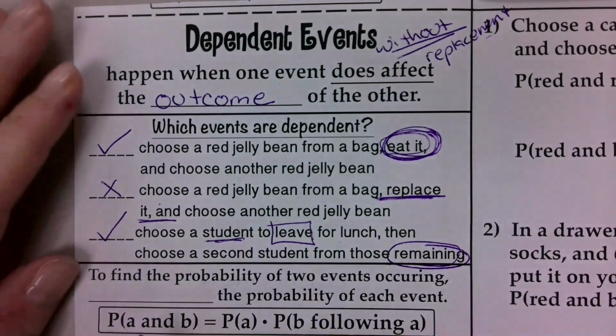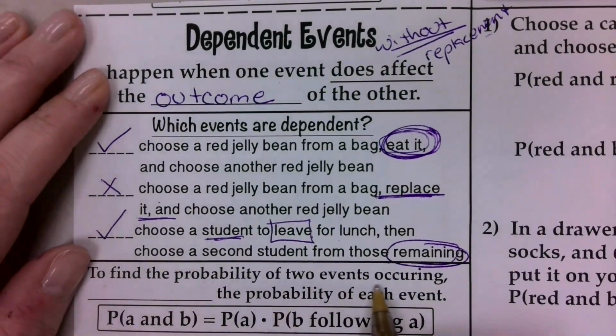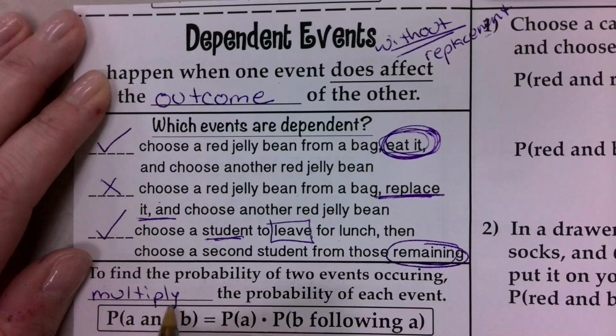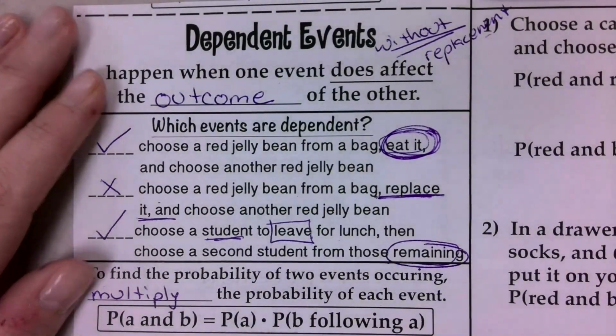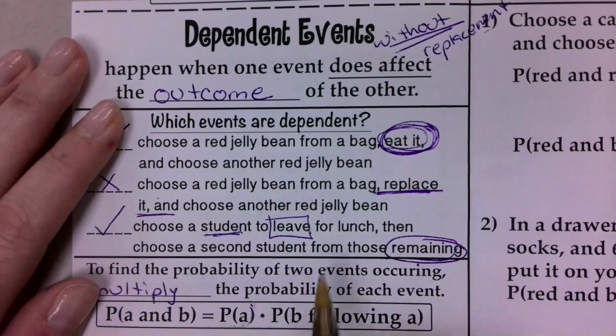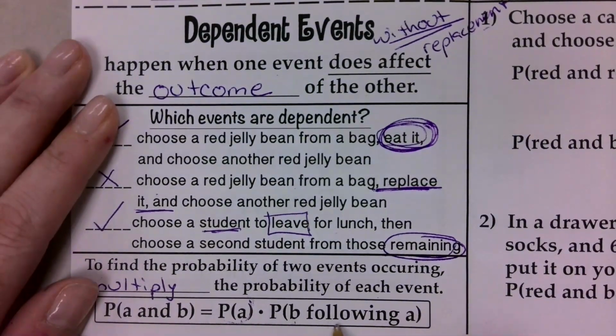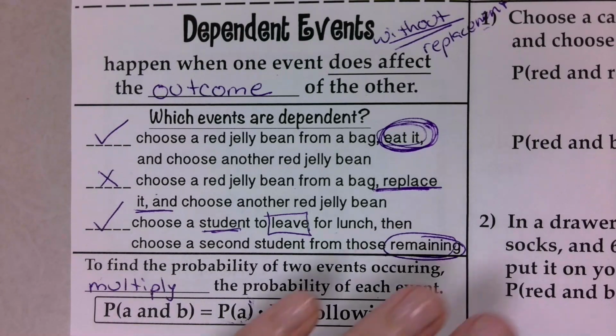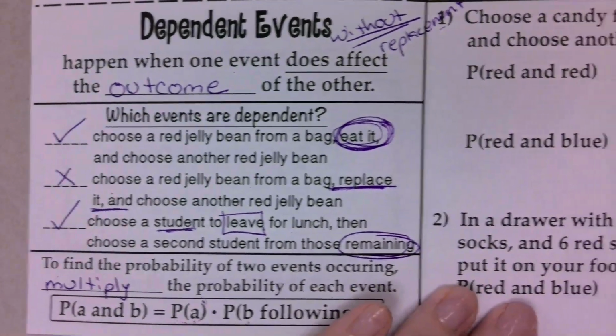Again, just like the independence, we're going to find the probability of these two events occurring by multiplying the probability of each event. This one says the probability of A, which would be the first event, times the probability of B following A. That's an interesting concept because you know that you need to figure out what B is based upon whatever happened in A. I know that sounds quite confusing, but I'm about to make it a little less confusing.